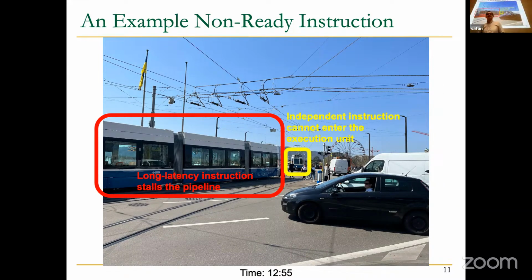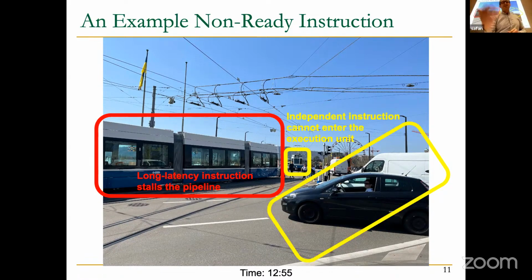There's another independent instruction. It's going somewhere else. Let's say it's using some other functional unit. Unfortunately, it cannot enter the pipeline because there's this long latency instruction stalling the pipeline. I think it's very similar to this concept. And then there are other instructions.